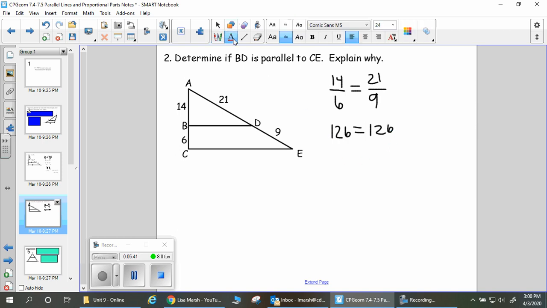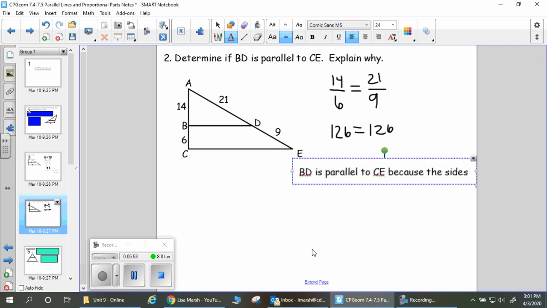If they give you the same value, remember that means this proportion works. It was successful. So what did I learn? I learned that BD is parallel to CE because the sides are split proportionally. If the two values after cross multiplying were not the same, I would say that BD is not parallel to CE because the sides are not split proportionally. That's really what you're looking for: were they split into proportional pieces or were they not?